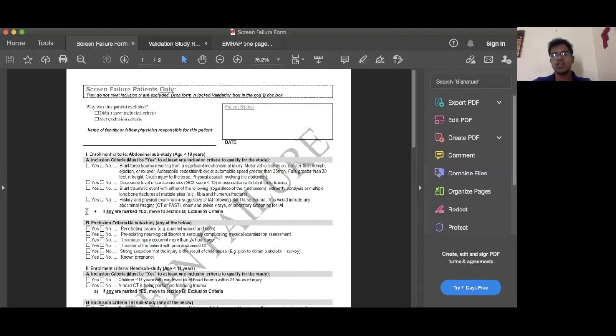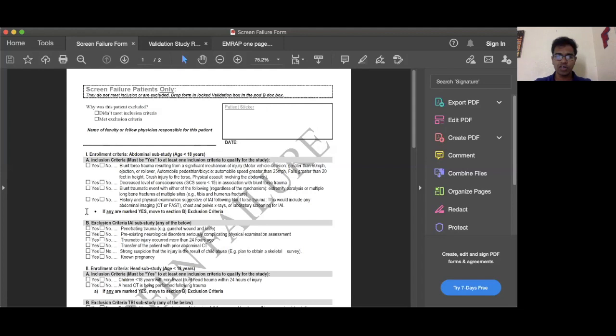So let's say you've identified a patient and you've scanned through their chart. At this point, there's two possibilities. One is that the person qualifies, which means that they've met the inclusion for one of those sub-studies and have not met any of the exclusions. The other possibility is that the patient does not qualify. There could be two reasons why: either they haven't met any of the inclusion criteria, or they've met the exclusion criteria.